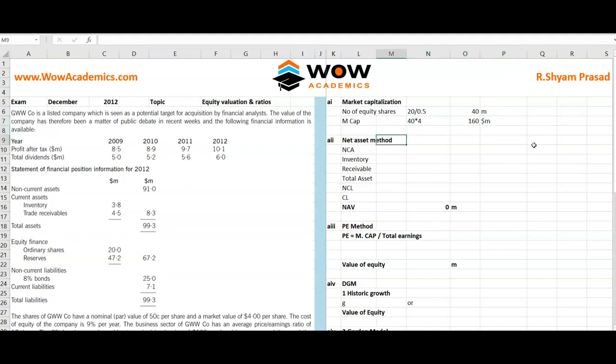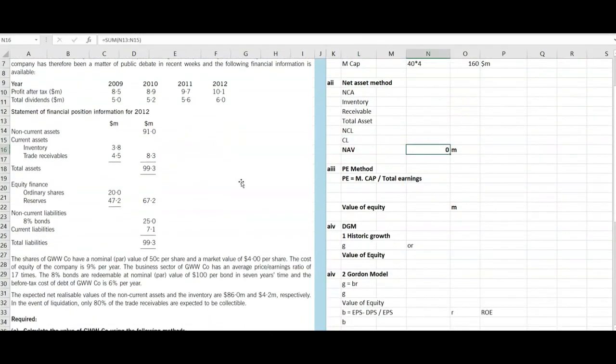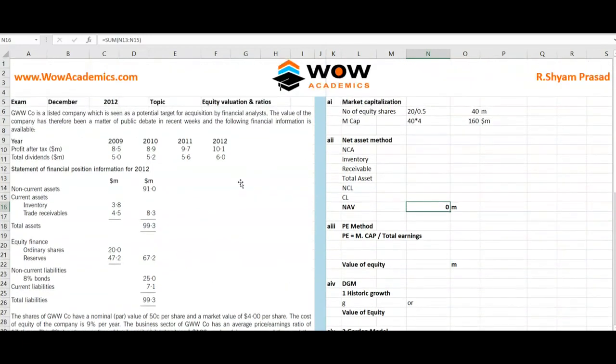The next method is the net asset method. In the net asset method, we have to add all the asset values and deduct the liabilities value. So we'll get the net asset value. It's up to us to find out either the per share value or the whole amount. The question is not very clear as to whether it's asking for a per share value or a whole amount. Better we'll calculate everything in a whole amount value itself.